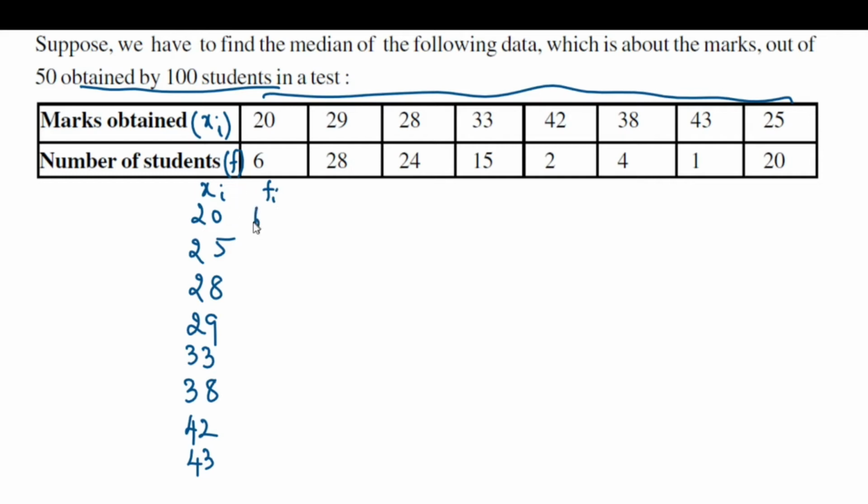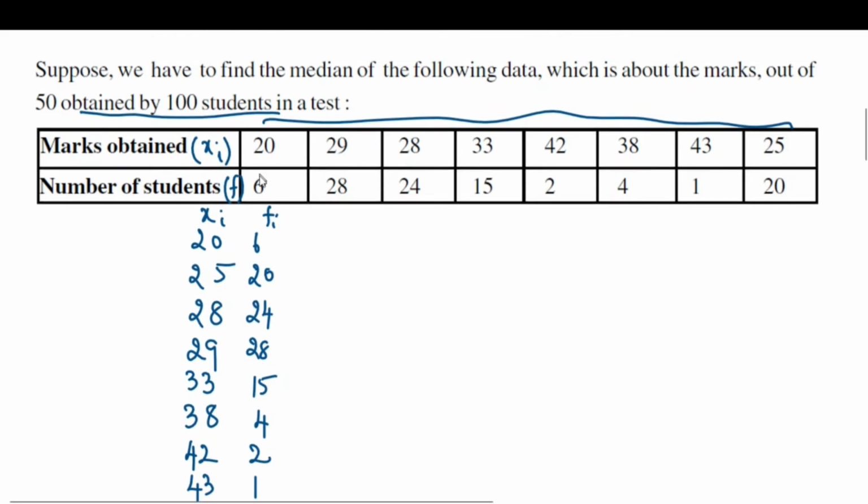For 20, it is 6. For 25 is 20. For 28 is 24. For 29 is 28. For 33 is 15. For 38 is 4. 42, 2. 43, 1. To find the middlemost value, here we have 100 students.